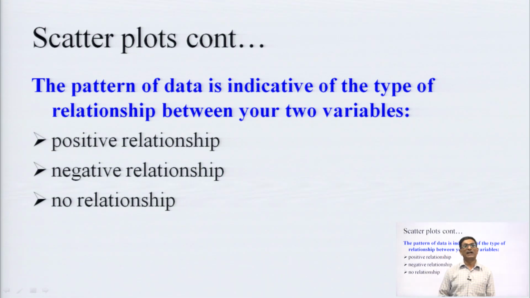With the help of a scatter plot, the pattern of data is indicative of the type of relationship between your two variables. So, with the help of the pattern of the scatter diagram, we find the relationship. We tell the different types of relationship. First is positive relationship, second is negative relationship and third is no relationship.